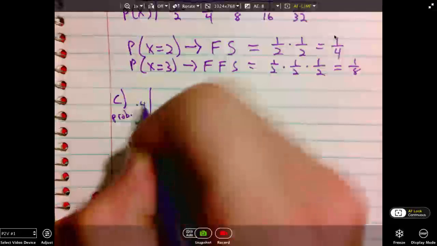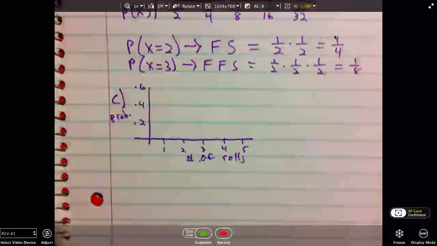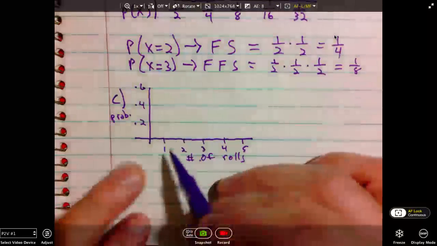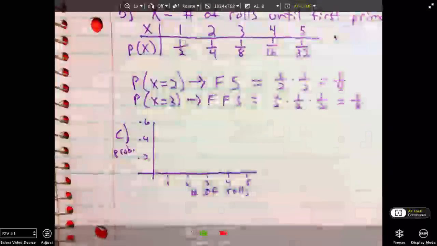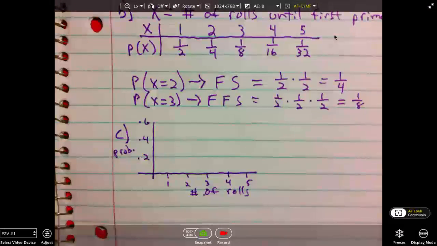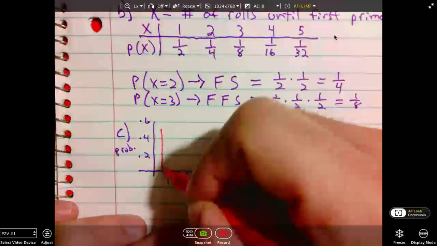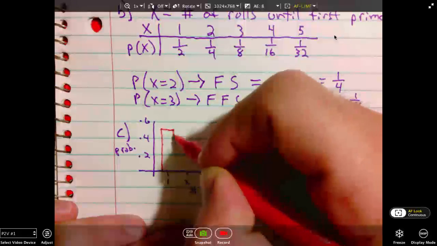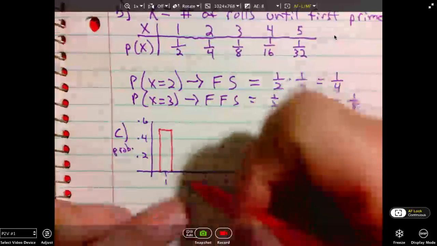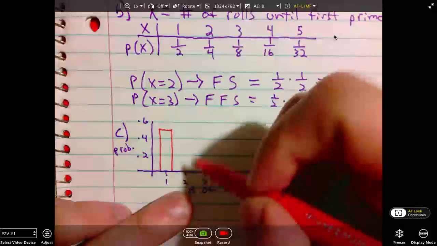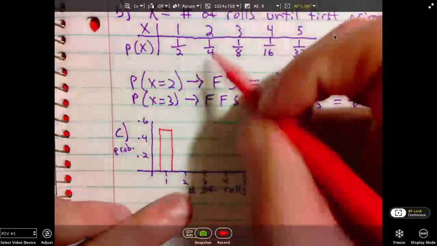0.2, 0.4, 0.6. In our first roll, we had 1/2 chance at the first roll, 1/2. Second roll, 1/4.